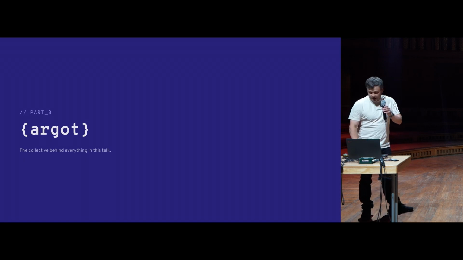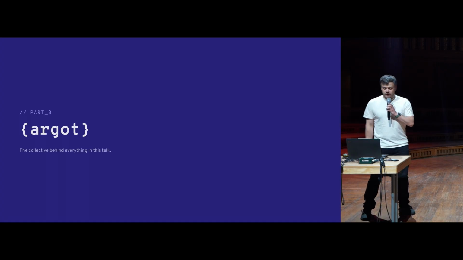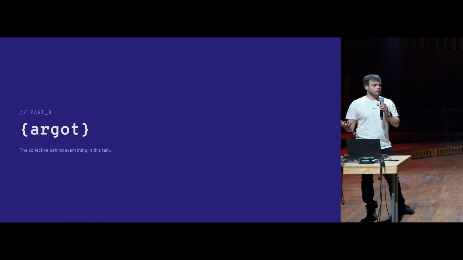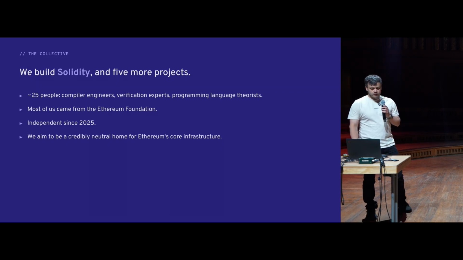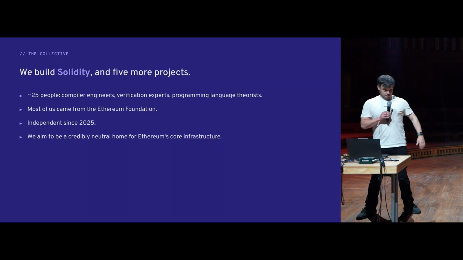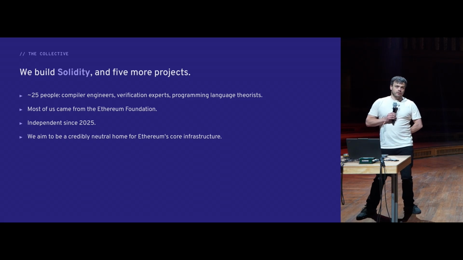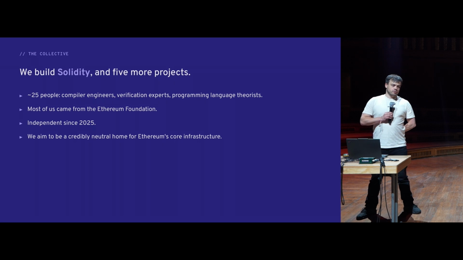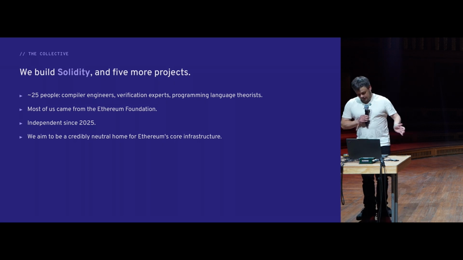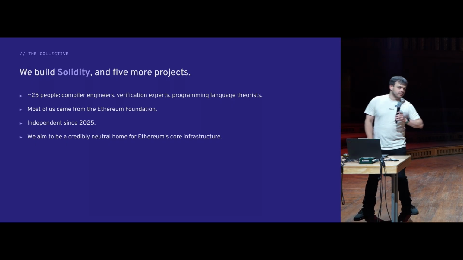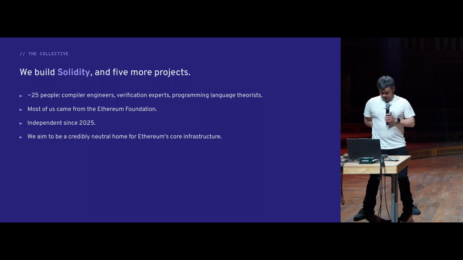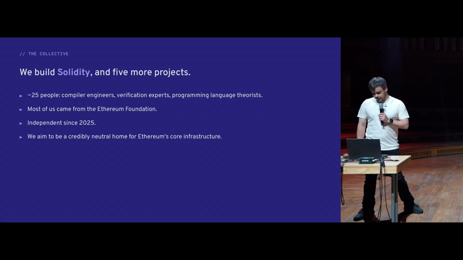Okay. Yeah, so a little bit about the people and the collective building all these things. So we are Argo, and we spun out of the Ethereum Foundation around a year ago, as I mentioned. We're around 25 people with slightly different backgrounds, but all within the computer science field for sure. Most of the people come from the Ethereum Foundation, were there before we spun out. But there's also been a couple of additional hires, myself included. I'm the latest person to join. And yeah, as I said, independent entity since 2025.